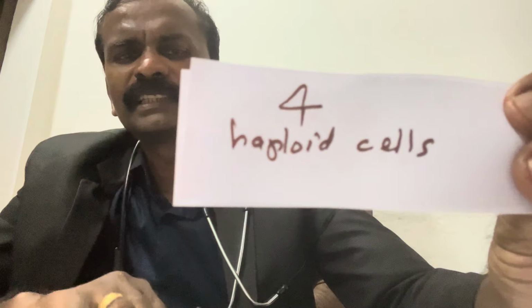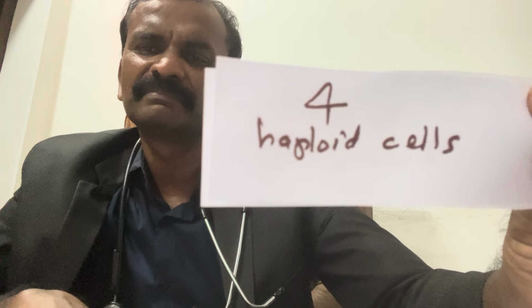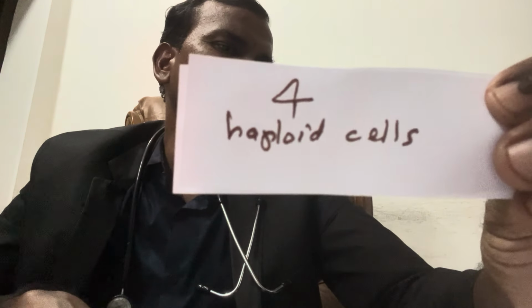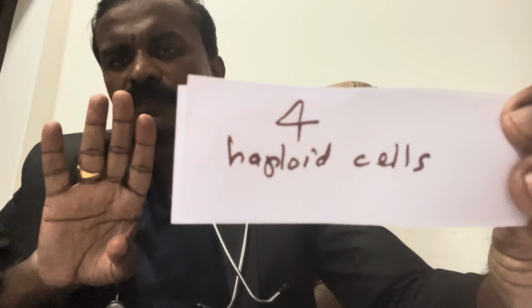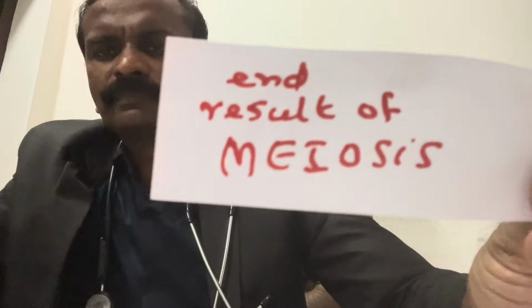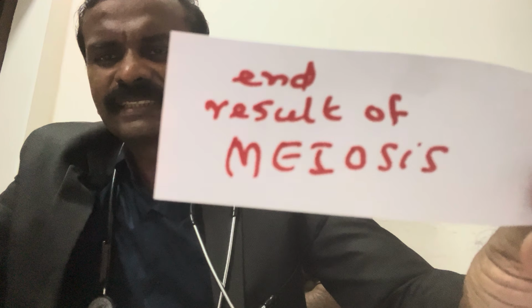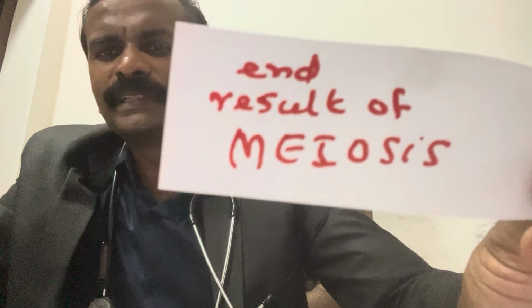Four haploid cells. What is the question? So many times they have asked: the end result of meiosis. Meiosis, four haploid cells.